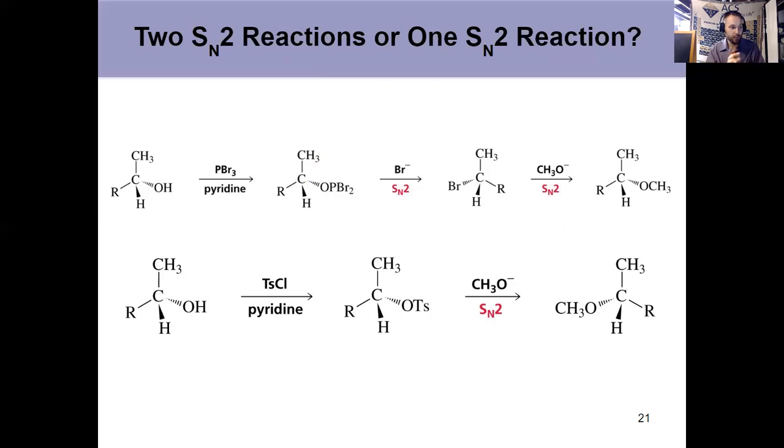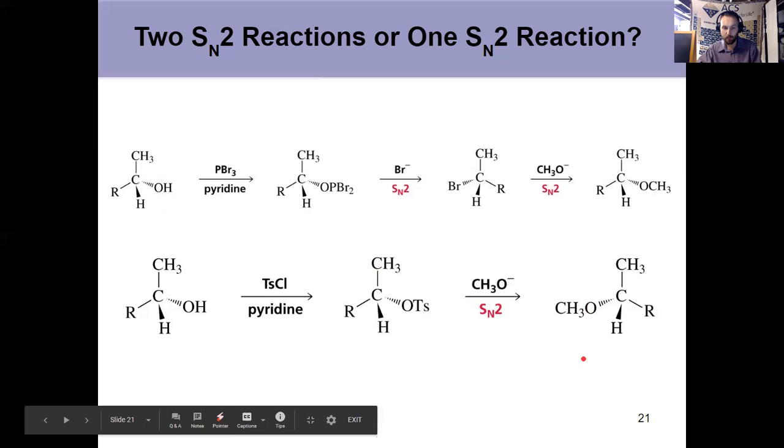Whereas with a sulfonyl chloride, tosyl chloride for example, in pyridine, that last reaction we talked about, that just uses one SN2 reaction. So if you were R, you finish S. If you were S, you finish R.